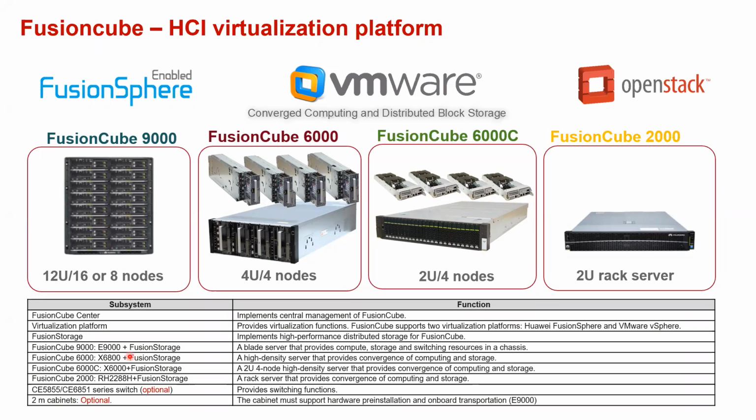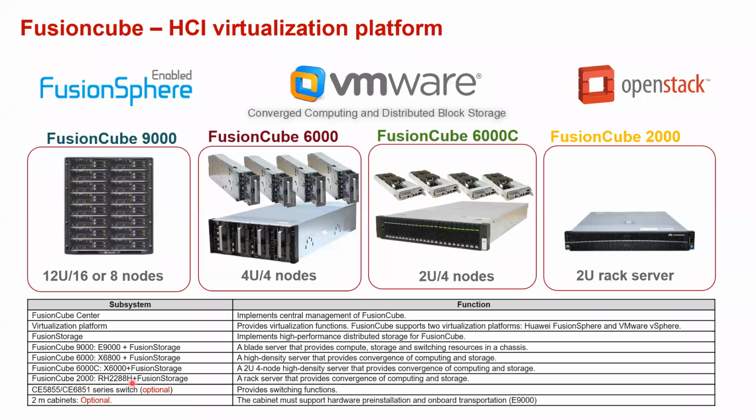So we have these solutions: FusionCube 9000 is the E9000 plus FusionStorage. FusionCube 6000 is the high-density server plus storage, making it a 6000 system. And 6000C is an X6000 2U box, together with FusionStorage, making it the 6000C solution.